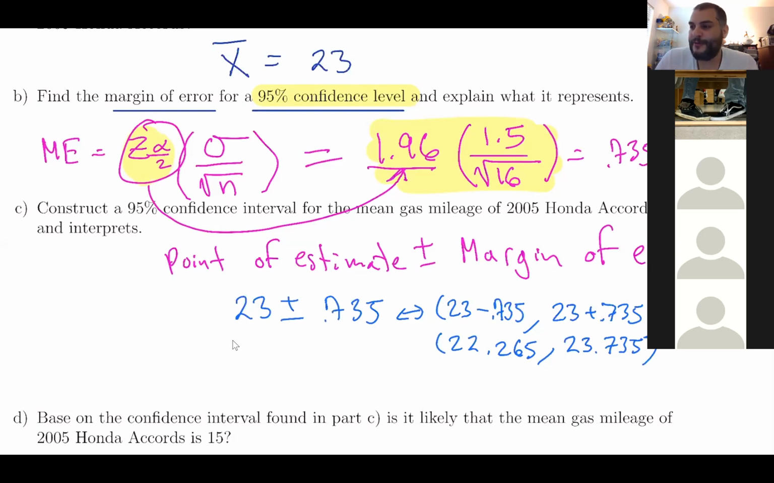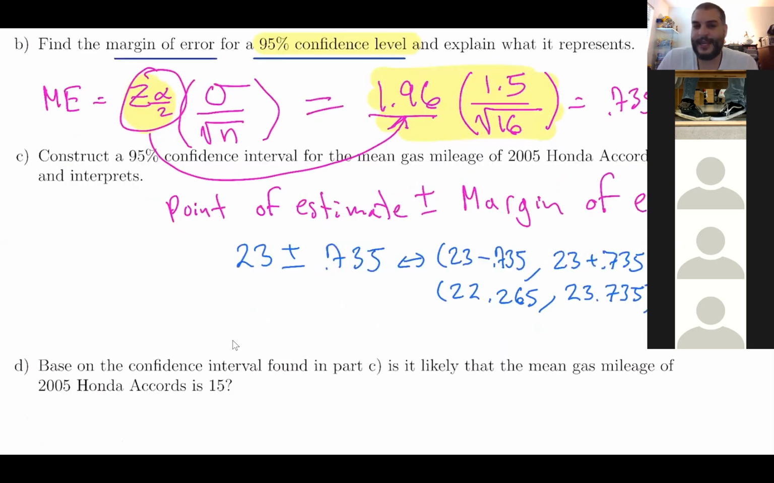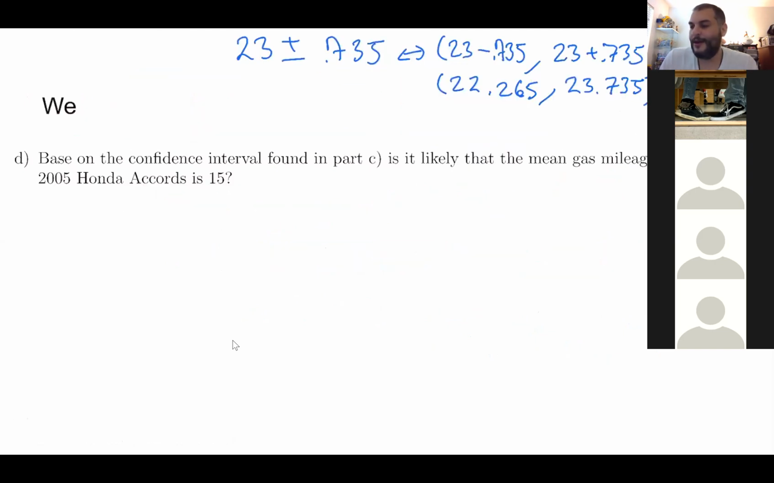The first thing we want to write is how confident we are. So we want to say we are 95% confident. That's the first thing you want to say: what is your confidence level? It could be a 95% confidence level. It could be an 80% confidence level. It depends on what confidence level you found the confidence interval for.